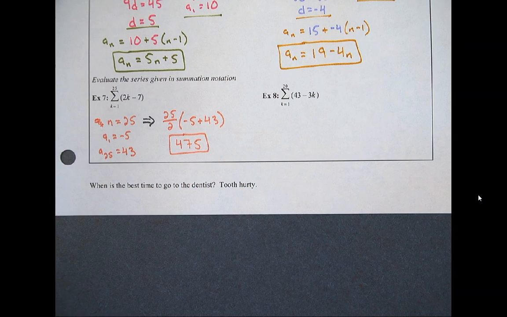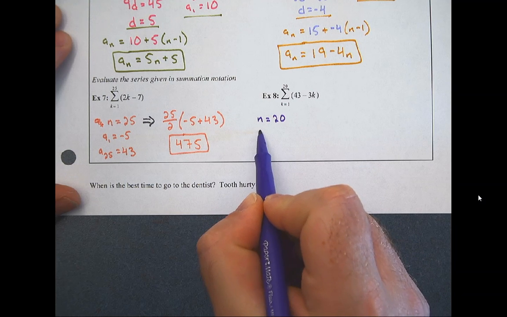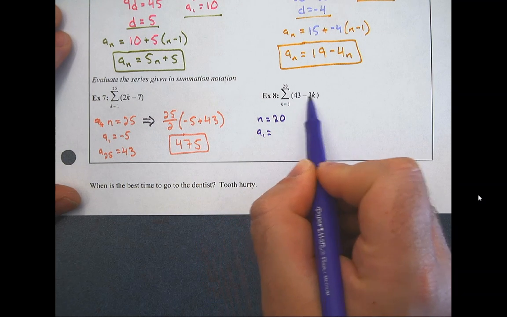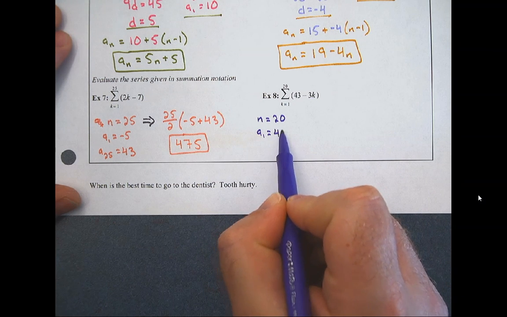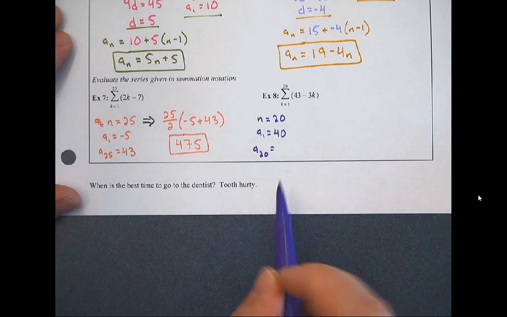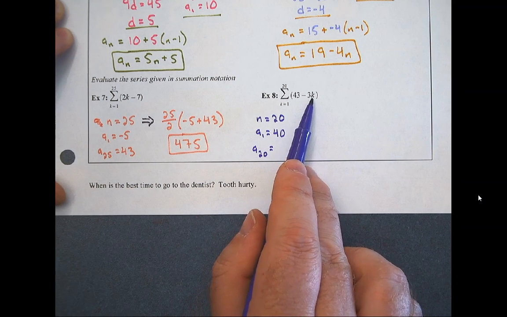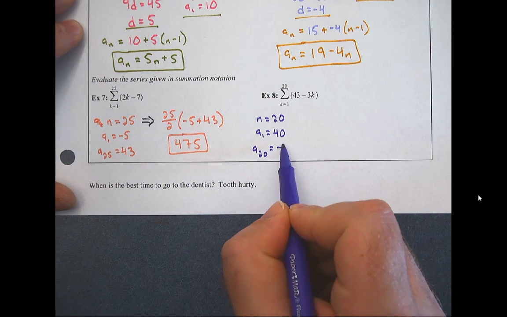You try the last one on your own. All right, let's see how you did. How many terms? 20. First term, plug in 1, so that's 1, that's 3. 43 take away 3 is 40. Last term would be the 20th term this time. So I need to plug in 20, that's 60. 43 take away 60 would be negative 17.